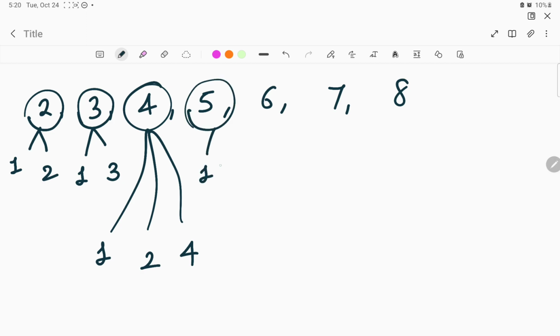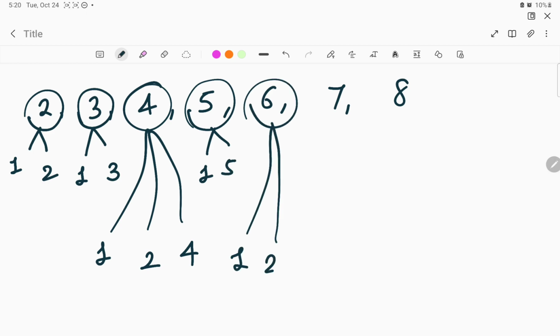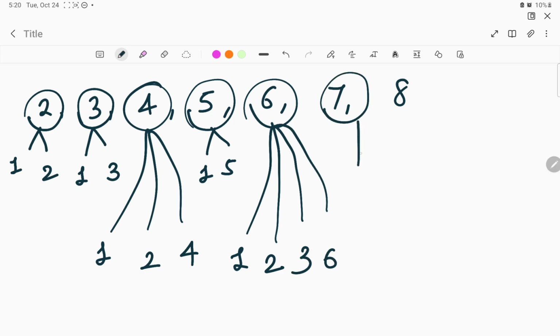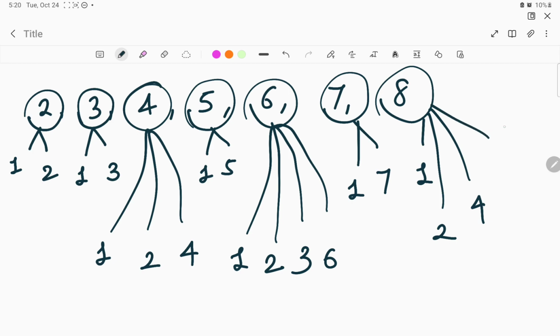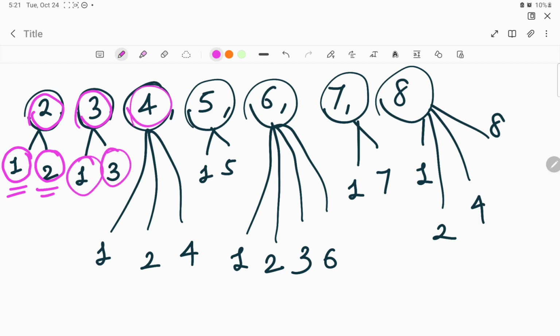Similarly, 5 will come in the table of 1 and 5. 6 comes in the table of 1, 2, 3 and 6. 7 comes in the table of 1 and 7. 8 comes in the table of 1, 2, 4 and 8. So based upon this I can tell that the number 2 has 2 factors, that is 1 and 2. Number 3 has 2 factors, that is 1 and 3. Number 4 has 3 factors, 1, 2 and 4.